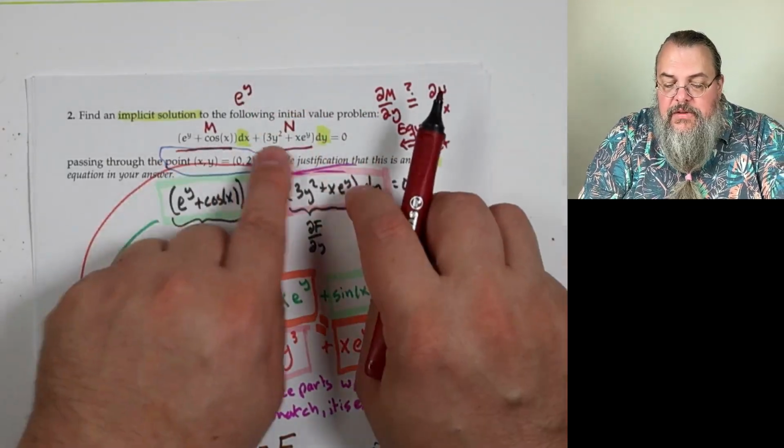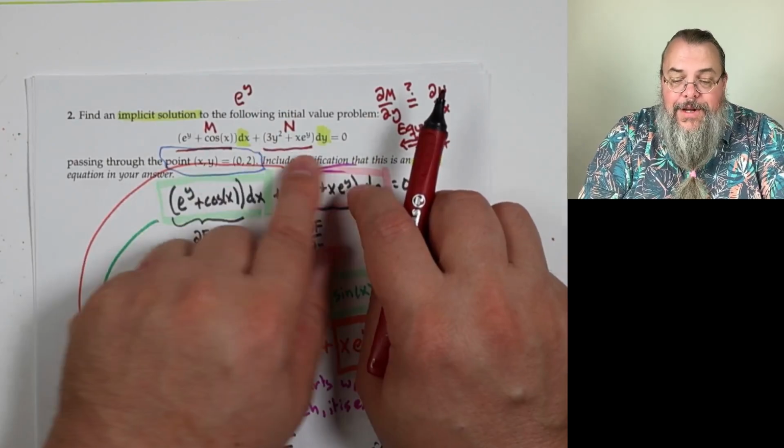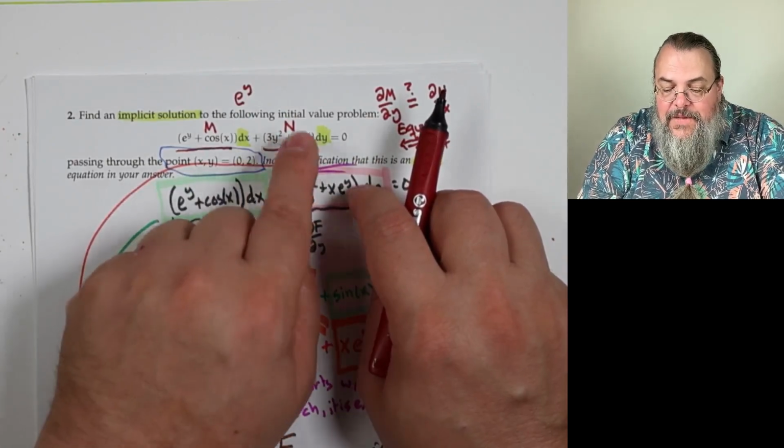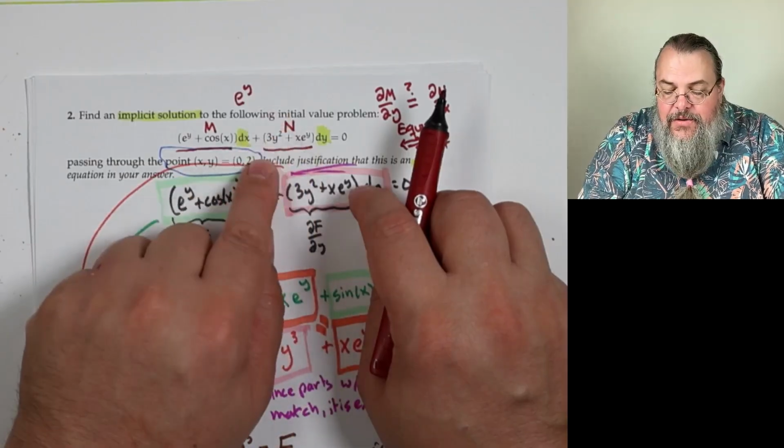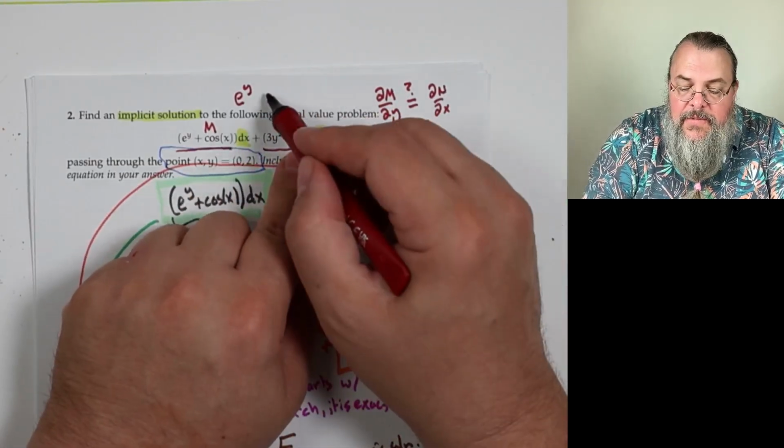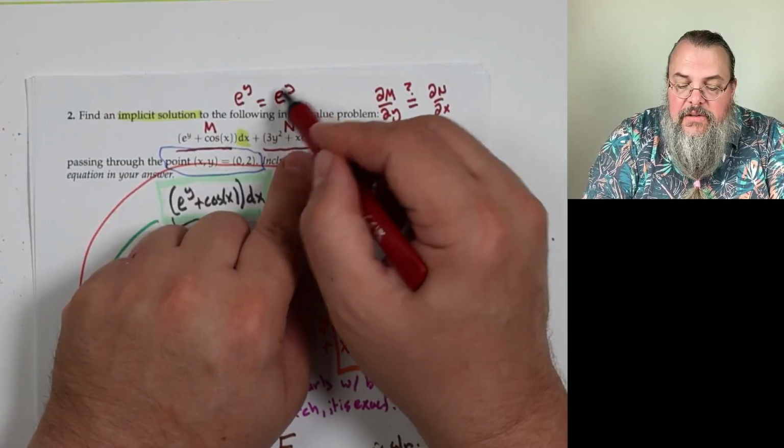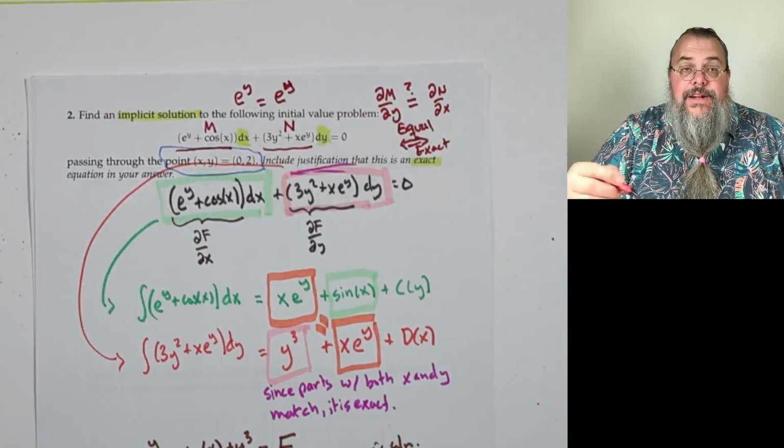If I take the derivative of this term with respect to x, what happens? You get e to the y, right? Because that goes away, derivative of x is 1, and you say, aha, e to the y is e to the y, therefore it's exact.